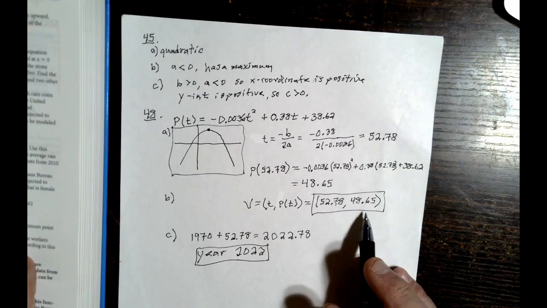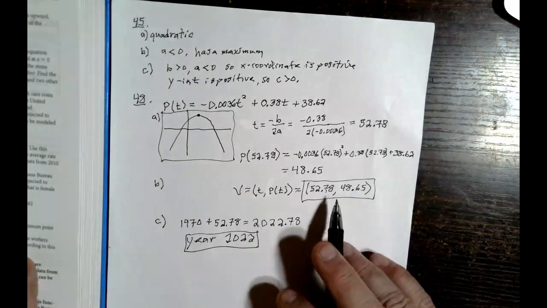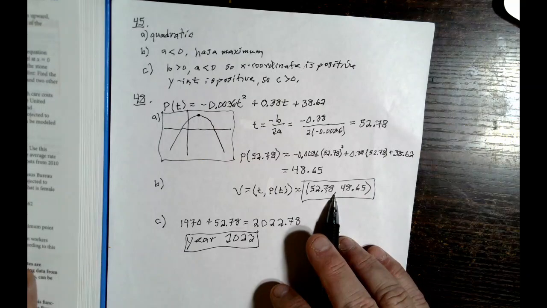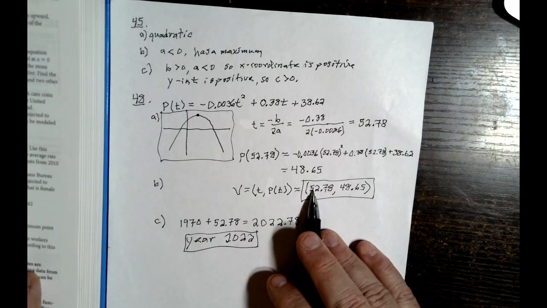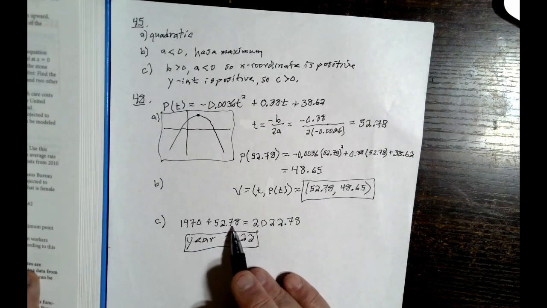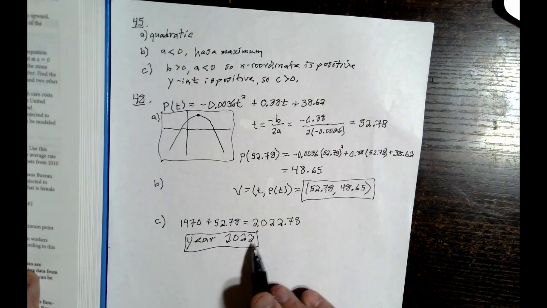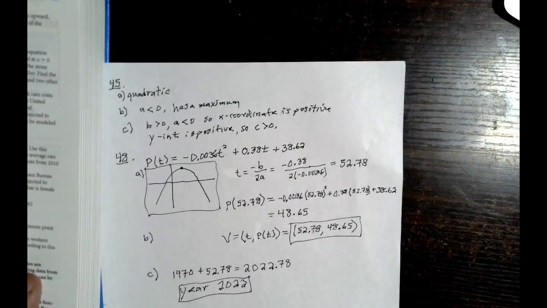There's your vertex. Your maximum point is the vertex here. And what year is the percentage of women projected to be at its maximum? Well, it's this plus 1970. And so you can round that up or round that down, doesn't matter. The year's either 2022 or 2023.